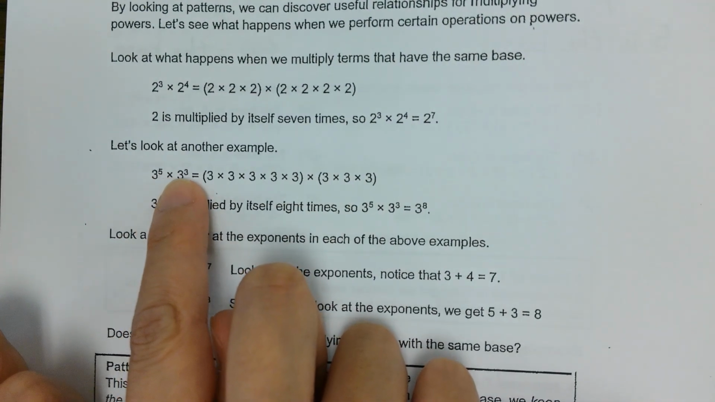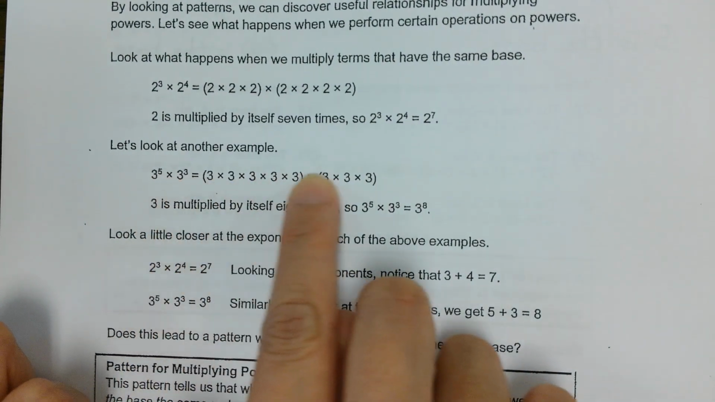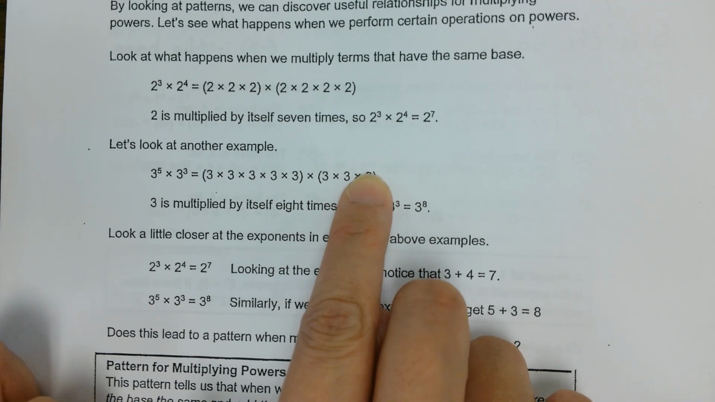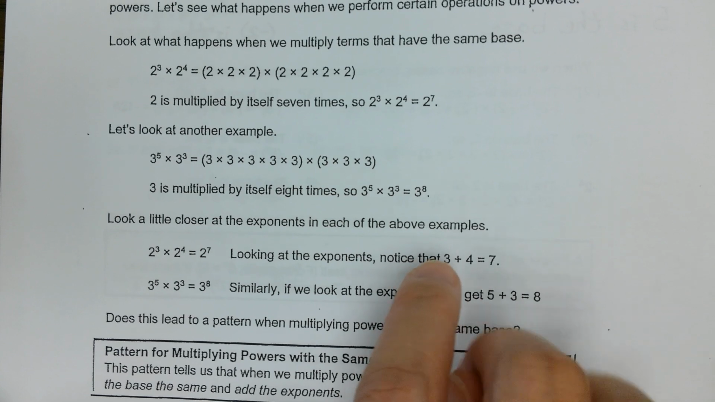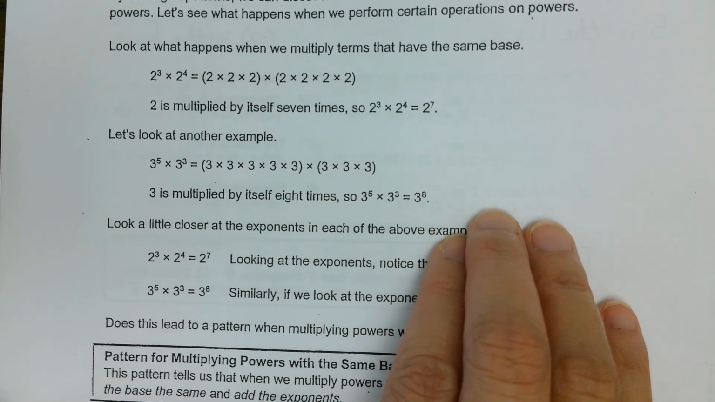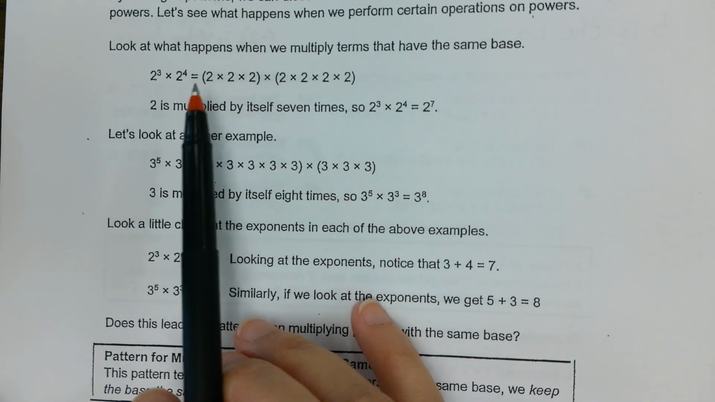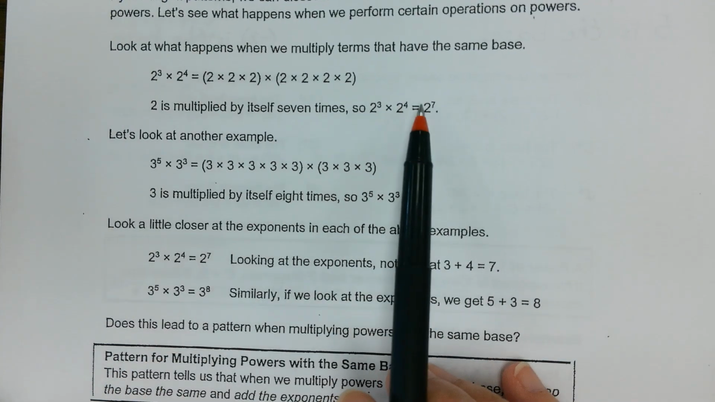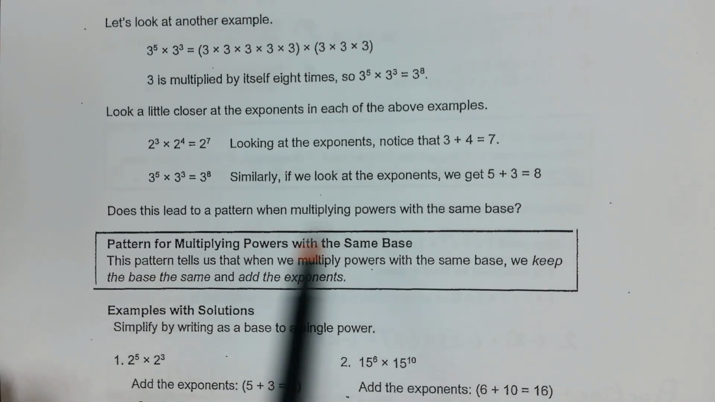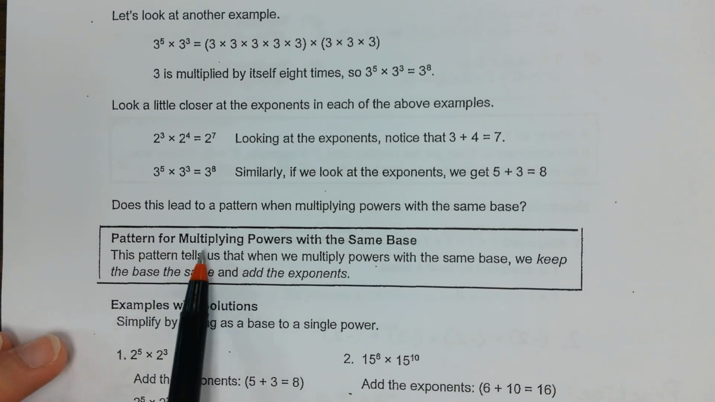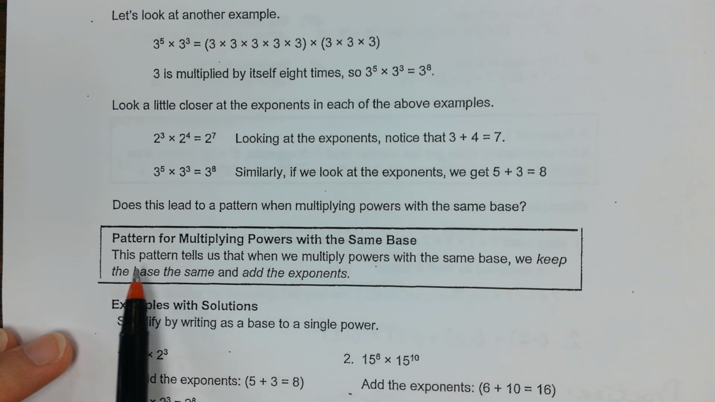Similarly, 3 to the power 5 times 3 to the power 3, altogether, how many are there? 8. So 3 to the power of 8. So what do you notice about any pattern? Sean? You're just adding the exponent. 2 plus 5 gives you 7. 5 plus 3 gives you the 8. And that is the pattern for multiplying powers with the same base.